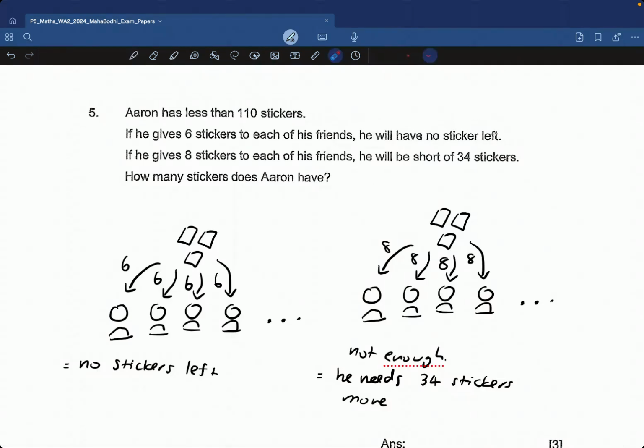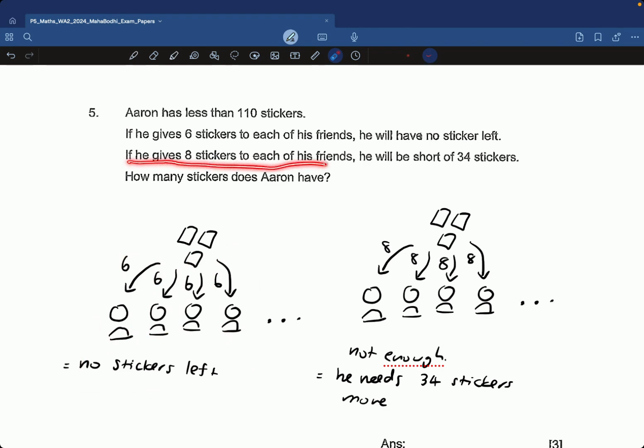Question 5. Aaron has less than 110 stickers. If he gives 6 stickers to each of his friends, he will have no stickers left. So it looks something like this. He has a bunch of stickers, and then he gives away 6 to each of his friends, and there's no stickers left. That means there's no remainder.